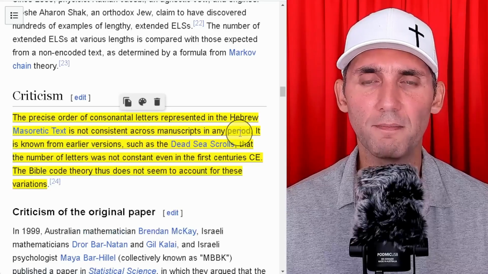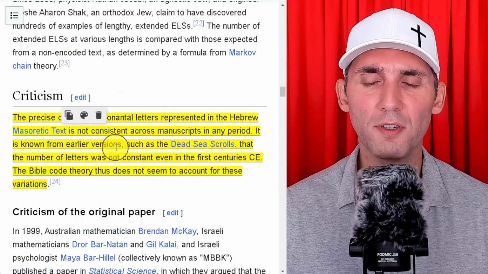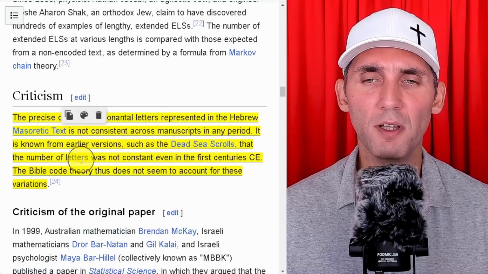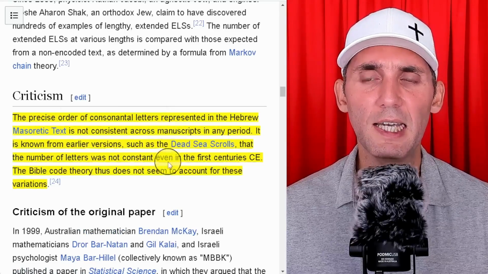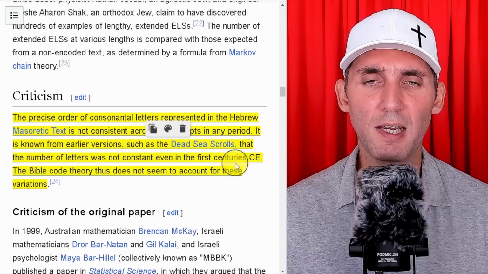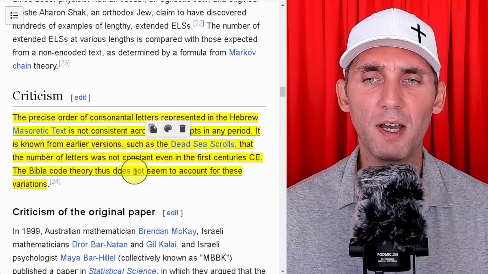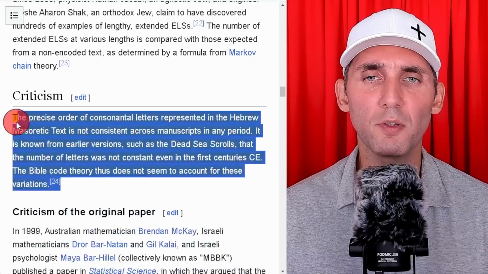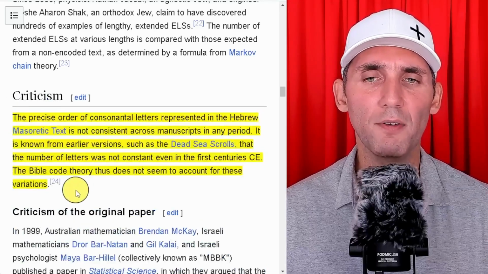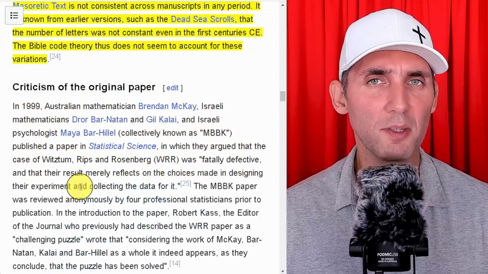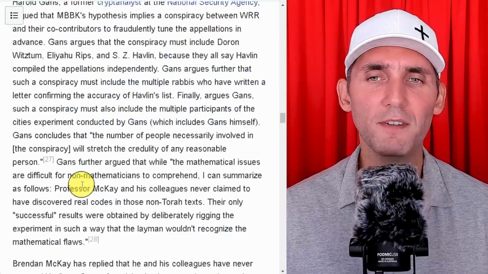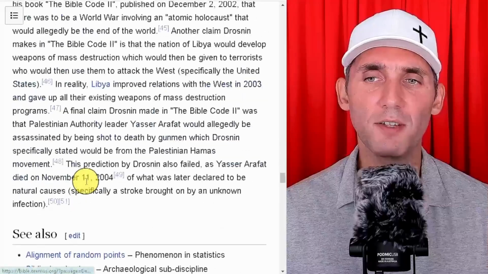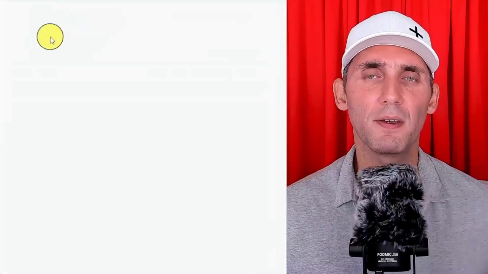Criticism. The precise order of consonantal letters represented in the Hebrew Masoretic text is not consistent across manuscripts in any period. It is known from earlier versions, such as the Dead Sea Scrolls, that the number of the letters was not constant, even in the first centuries AD. The Bible code theory does not seem to account for these variations. Yeah, again, what script are you using? Which particular manuscript? They're all different. So does that change the Bible code? I mean, come on. This is just legalism, and of course it's not just legalism, it's mysticism is what it is.